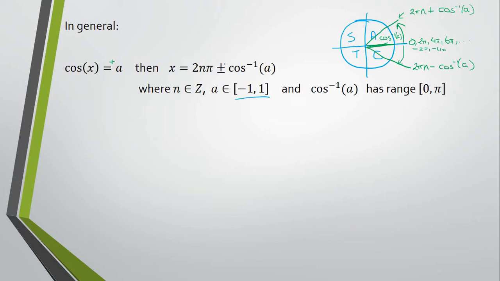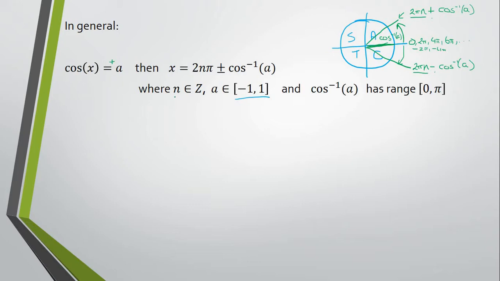X is equal to 2nπ, which is what we had in both cases here and here, plus or minus, because we can either add cosine to get the solution in the first quadrant or subtract cosine to get the solution in the fourth quadrant. And we either add or subtract the inverse cos of the angle, which is giving us the particular distance.